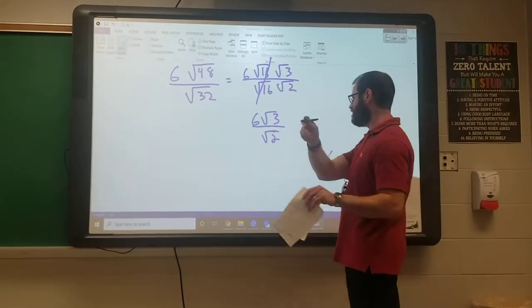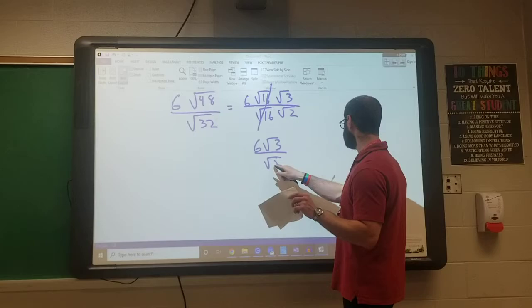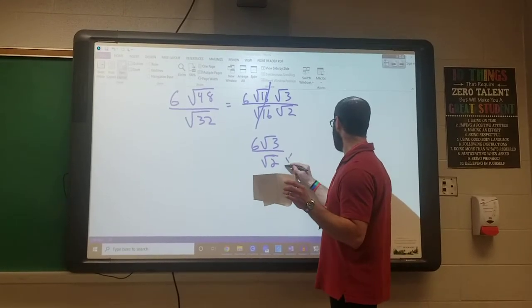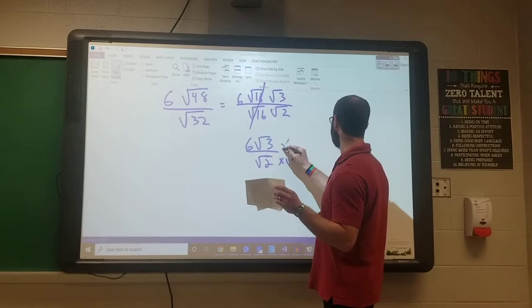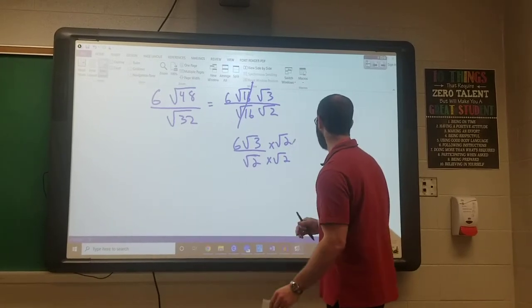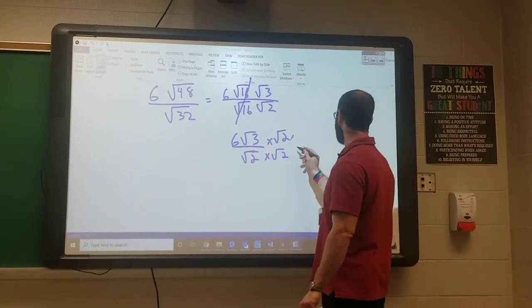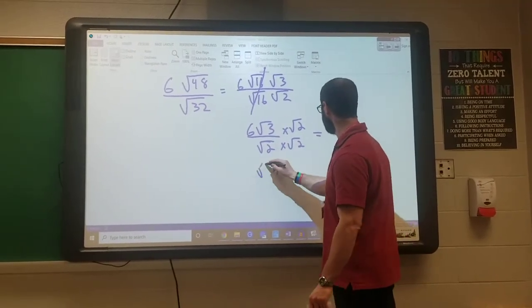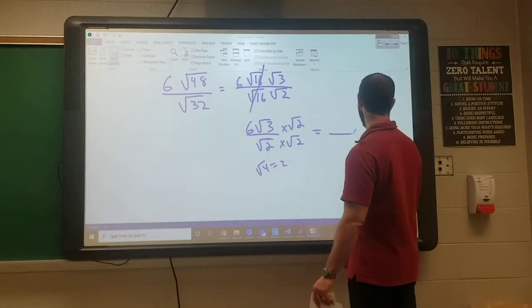Think back to one of our previous examples. Since there's a square root of 2 here, to cancel out the square root, I'm going to multiply the top and the bottom by the square root of 2. On the bottom, remember, square root of 2 times square root of 2 gives us square root of 4, which is just 2. So the denominator is 2.